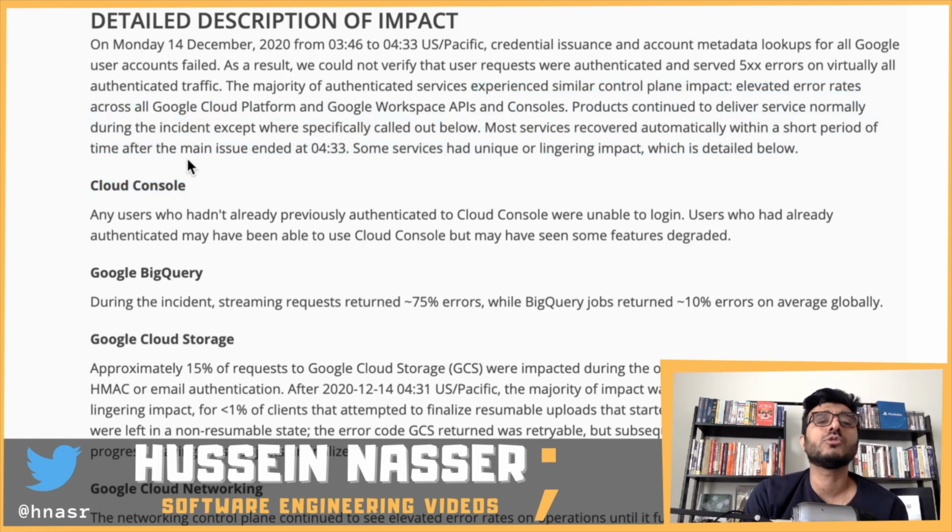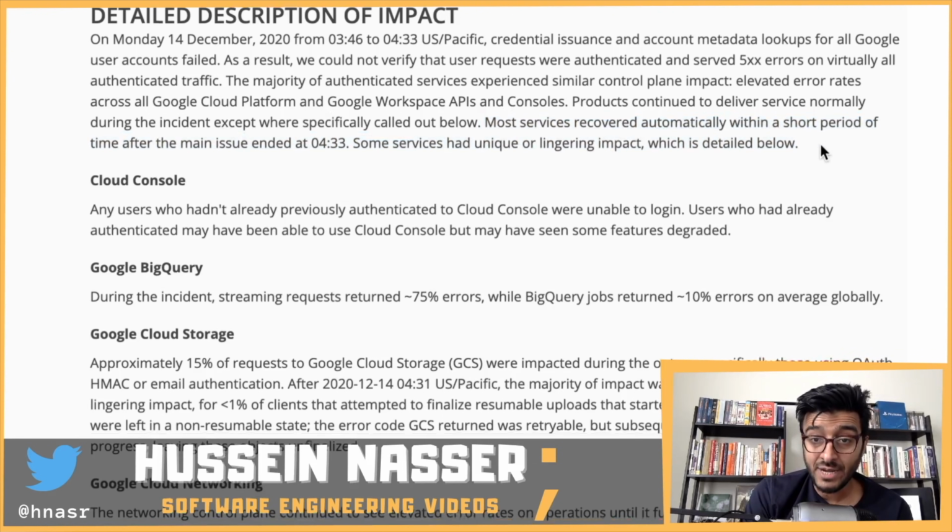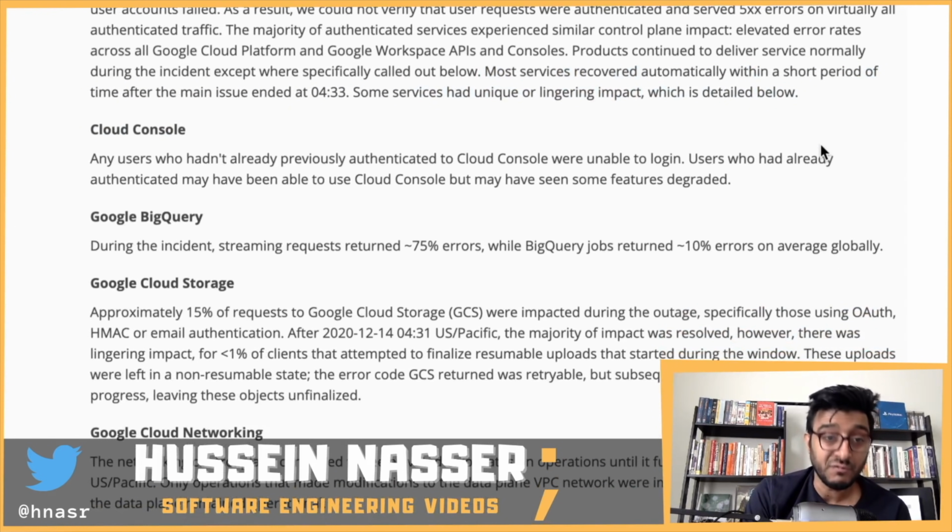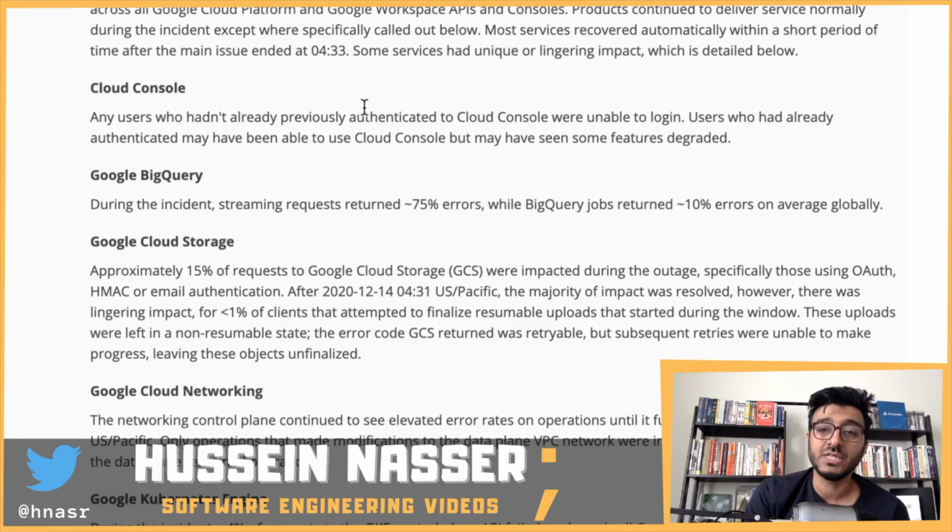Elevated error rates across all Google Cloud Platform and Google Workspace APIs and consoles. Products continue to deliver services normally during the incident, except where specifically called out below. Right? So they are going through the stuff that actually went down and the stuff that didn't go down. Most services recovered automatically within a short period of time after the main issue ended at 4:30 in the morning PST. Some services had unique or lingering impact, which is detailed below.